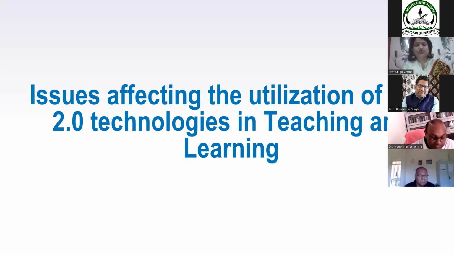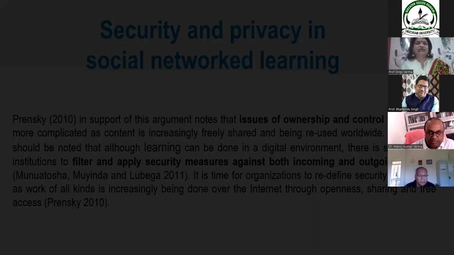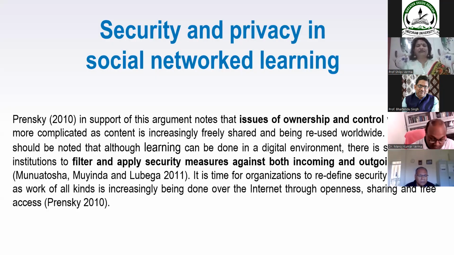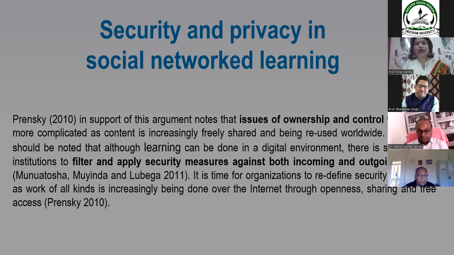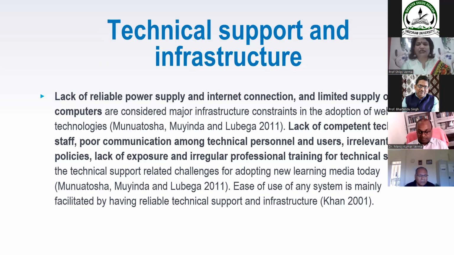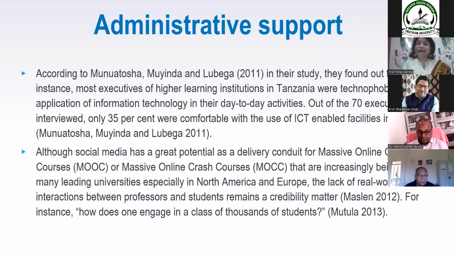There are a number of issues affecting the utilization of Web 2.0, like security and privacy issues, which are always associated. But like in Facebook also, you have different options, different tools for privacy. So for incoming and outgoing content, you have to see what security and privacy policies you have. Then technical support: you have told that there is a lack of technical support, poor communication. Sometimes administrative support is also not there.